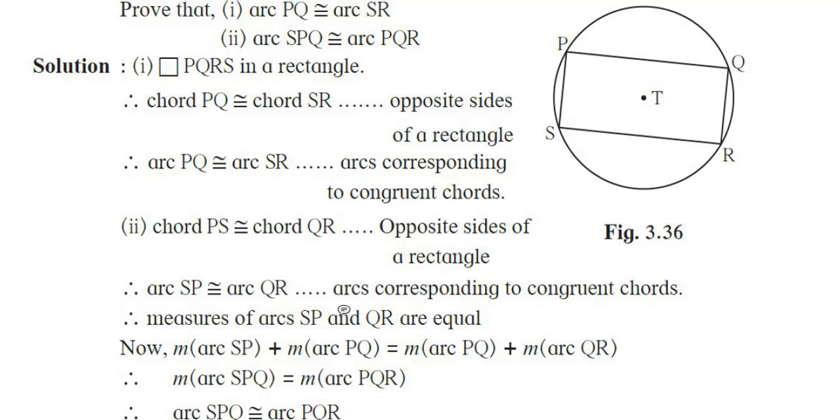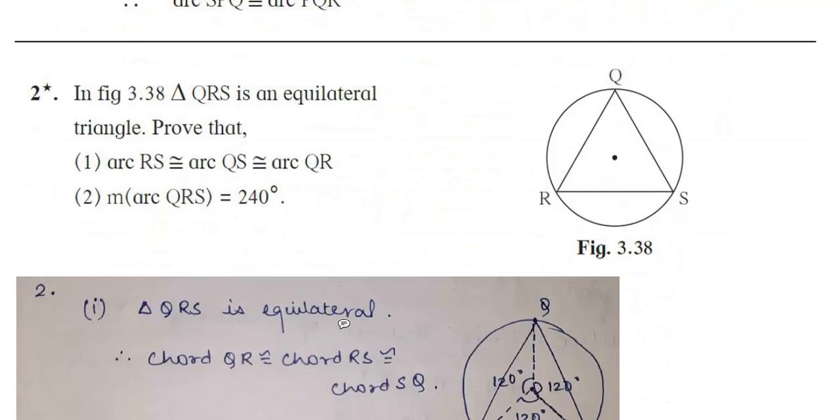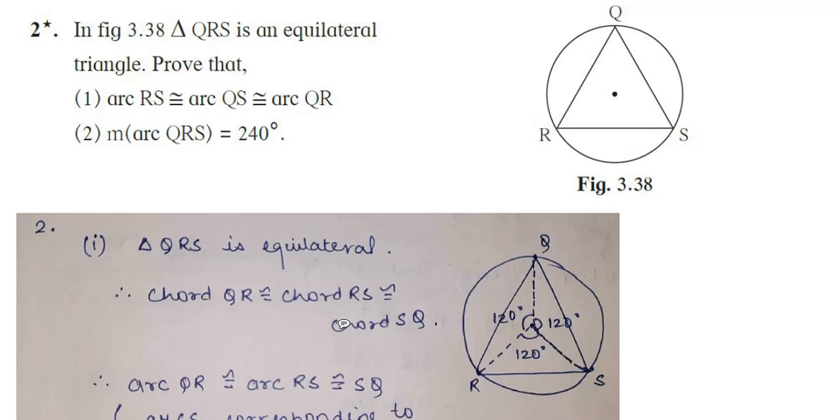From here we get that the measure of these two arcs are equal. If the measure of the two arcs are equal, then the length of the arc has to be equal. Measure means angle. If the angle is equal, then the length also has to be the same. Hence the two arcs are equal, because their angles are equal, so their lengths are also equal. Yeah? This is what the second part of the question said. The question looked complicated, but the proof was relatively easy. Moving ahead to another question now.